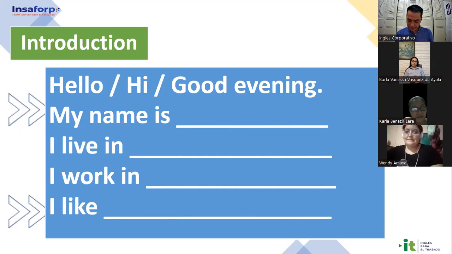Hello, hi, hello. Good evening. My name is Carla Lara. I live in San Martin. I work in Green Industrial Park. I like the coffee. Coffee and semita is the life, you know? Delicious. Okay, nice. And what kind of food do you like, Carla? What kind of food do you like besides coffee? Chicken, beef, pizza, lasagna, pupusas.